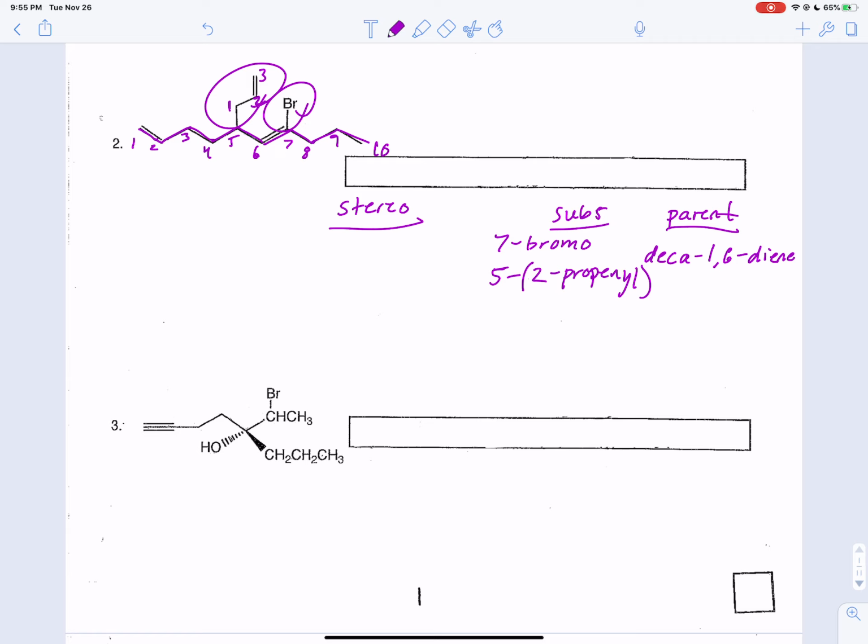Okay, so we did our substituents, and now we have to consider our stereochemistry. What do we have to look at? Do we have E and Z for which double bond? 6 and 7, right? Not the others, because they're terminal and they have 2 hydrogens.